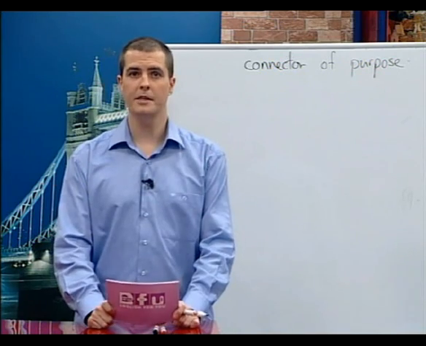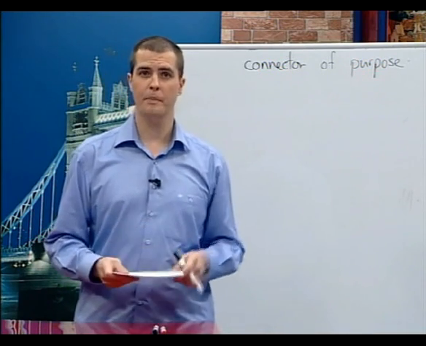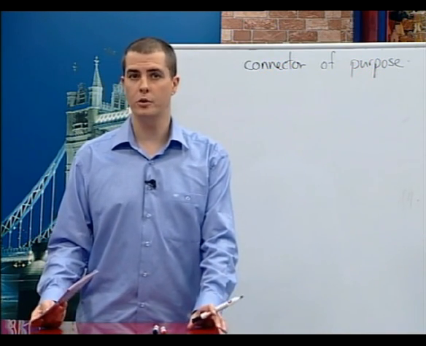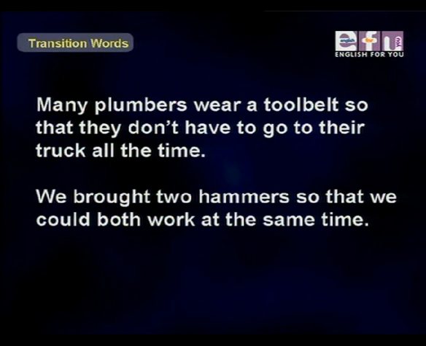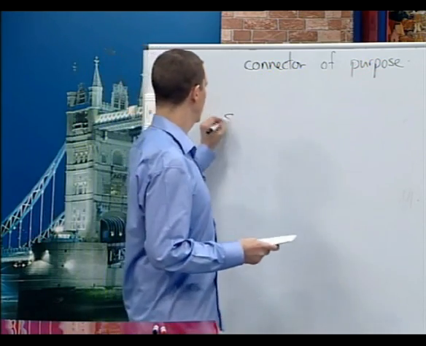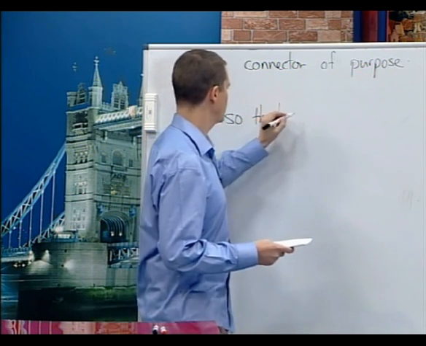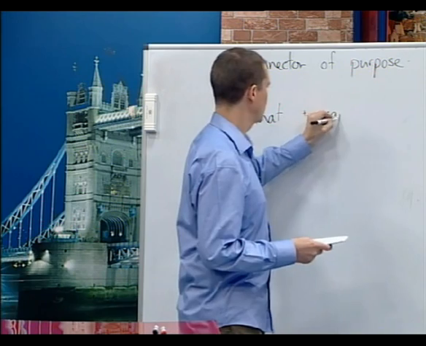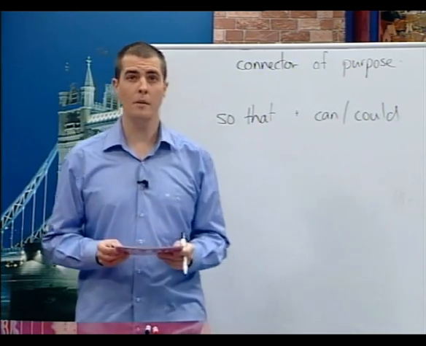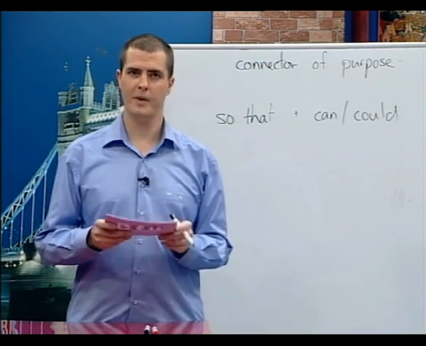So that, which we quickly studied in lesson 14, is a connector used with a purpose of an action. It answers the question, why did or why do you do something? In the second sentence, why did we bring 2 hammers? We brought 2 hammers so that we could both work at the same time. It's usually placed in the middle of a sentence, and often it's used with can or could. No comma is necessary with this connector. And let's practice this one.